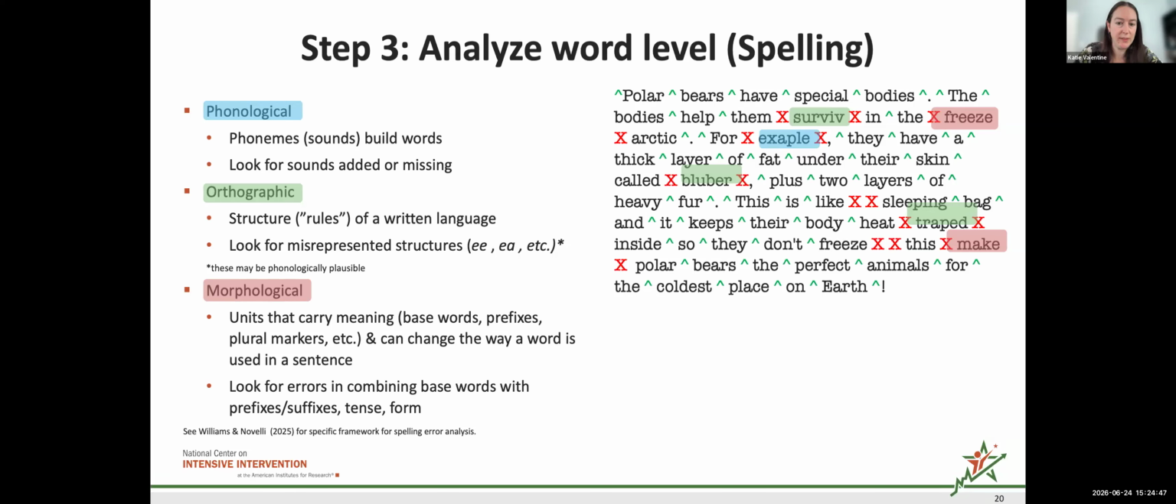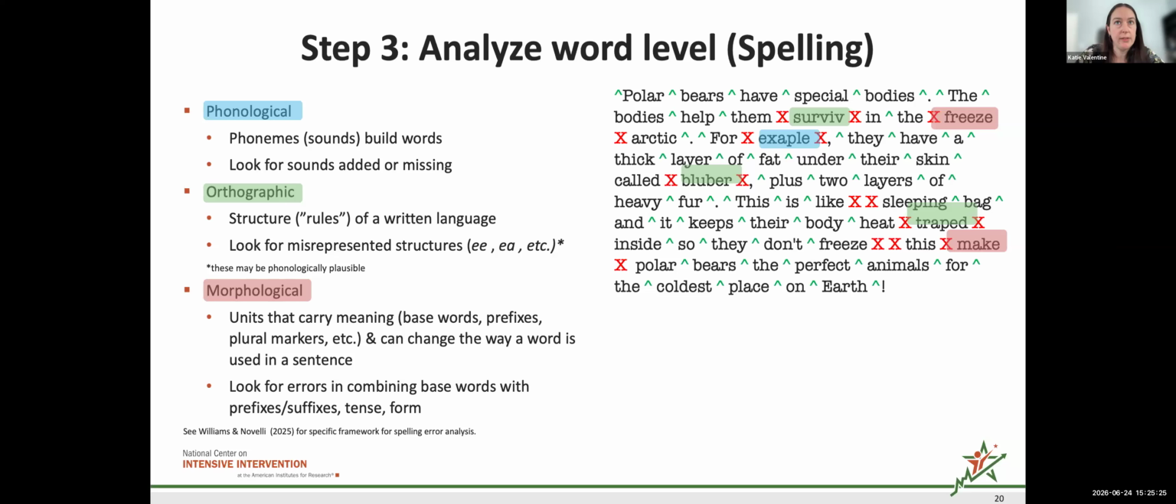So phonological spelling is based on this idea that phonemes, or sounds, build words. And when you're looking in your student's writing sample for this, you can look for either added or missing sounds that are present in the writing. So the example I have is actually with the word example, highlighted in blue on this student sample here. You can see this student wrote the word example missing the sound and the letter M for example. That's an example of a phonological spelling error where that sound was missing.